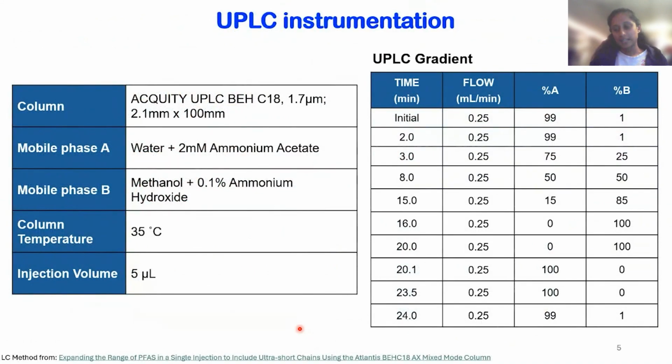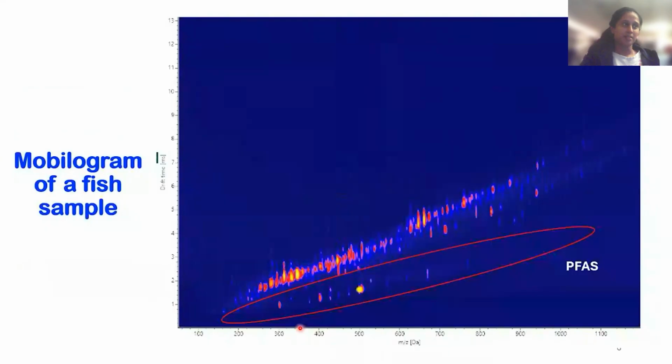So again, we used the Waters application note for our LC method. I'm not going through this in detail because you can find it in the Waters application note. Basically, we used that with a little bit of modification because we used a different C18 column than in the application note. So after we ran our fish samples in the IMS, you can get the mobilogram, where you can see how the ions have traveled through the drift tube in the cyclic IMS.